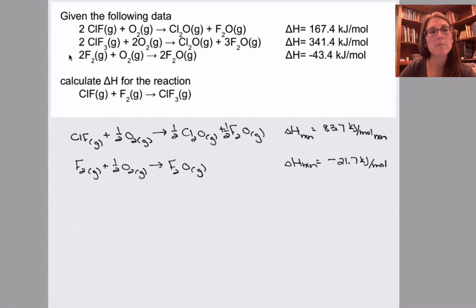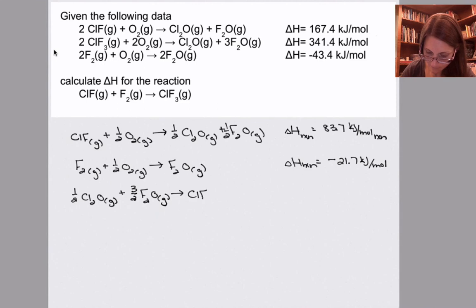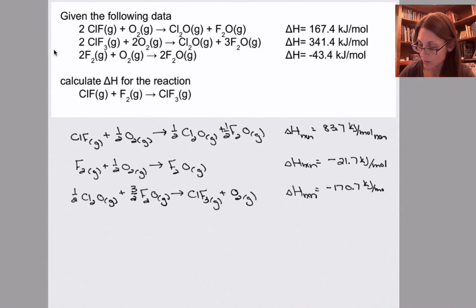Okay, and then in my target equation, I need ClF3. I find ClF3 right here in the second equation. It has the wrong coefficient and it's on the wrong side of the equation. So we're going to flip this equation and multiply by a half. So let's do that. And when we flip and multiply by a half, I'll do the same thing with my value for delta H. So instead of 341.4 kilojoules per mole, this is now negative 170.7 kilojoules per mole.